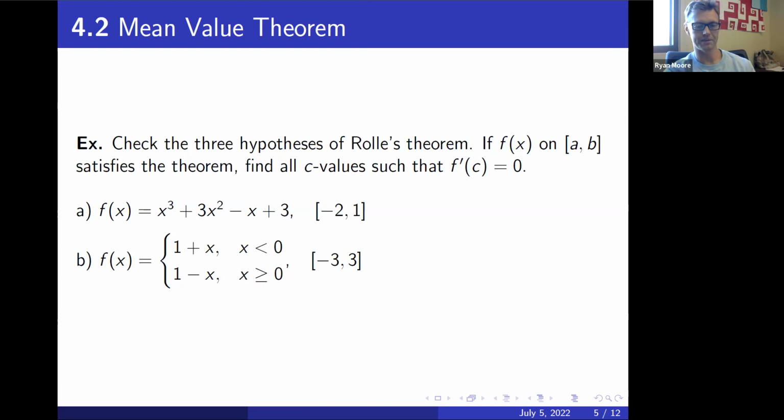Okay, so we'll look at f of x equals x cubed plus 3x squared minus x plus 3, a nice polynomial to start us off, on the interval from -2 to 1. Then we'll also look at this piecewise function right there: 1 plus x where x is less than 0, 1 minus x where x is greater than or equal to 0, from -3 to 3. Okay, sounds good.